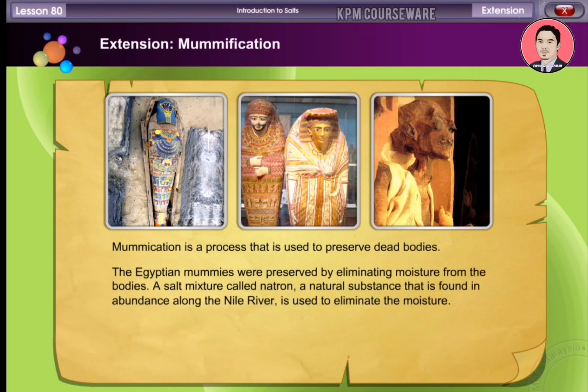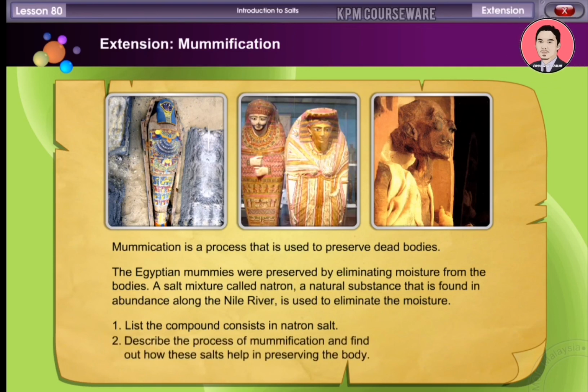Let's divide the class into 5 groups. Find information on the following questions. List the salts found in natron. Describe the process of mummification and find out how these salts help in preserving the body.